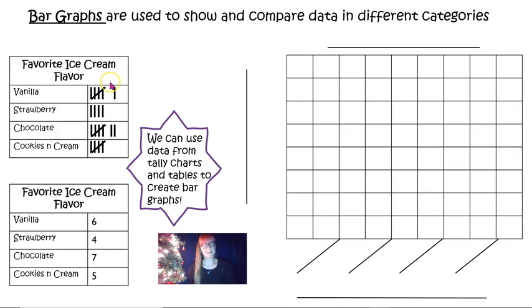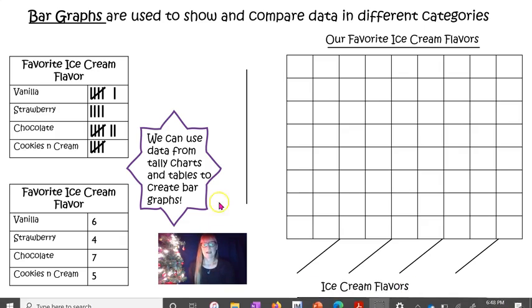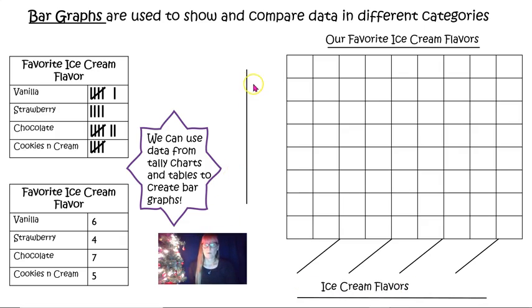I'm going to make my title favorite ice cream flavor since that is the title of both my tally chart and data table. Next, I am going to label my x-axis down here. This is going to let me know what my categories are. My categories are going to be ice cream flavors. I also need to make sure that I label my y-axis so that I know what the numbers in my scale are going to be representing. I'm going to make my y-axis number of votes.